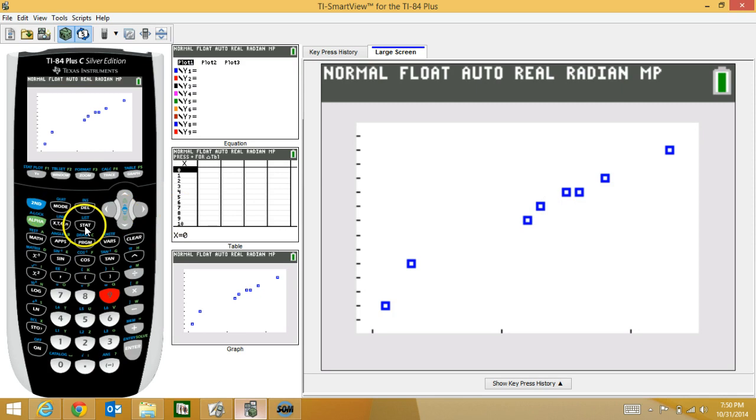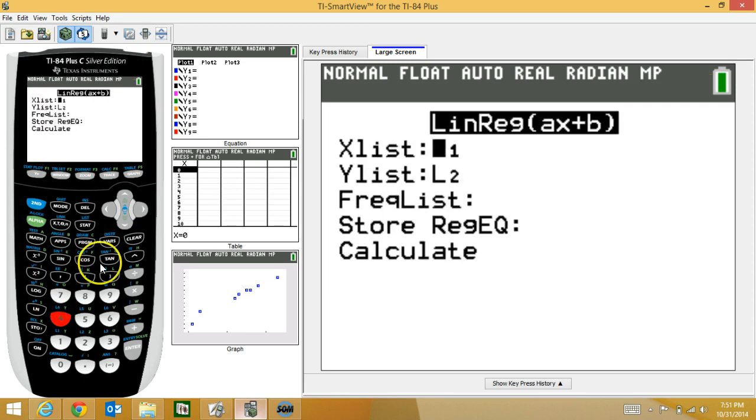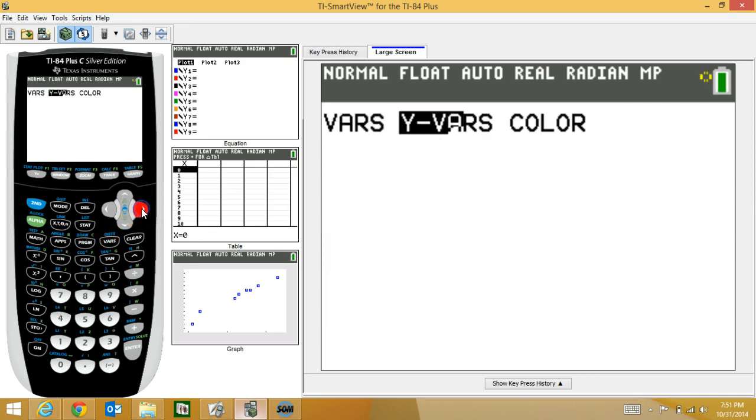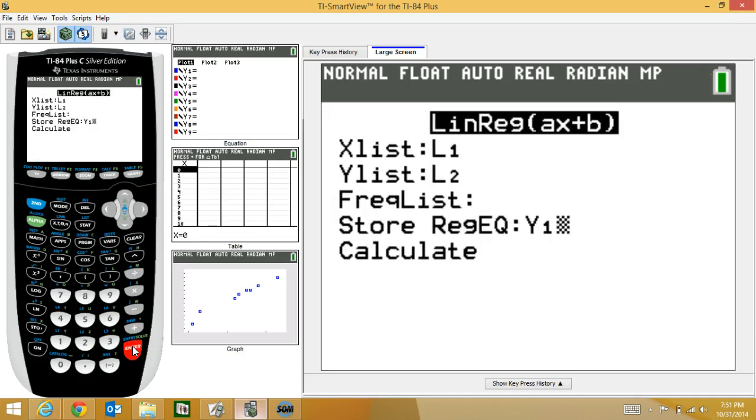So next we're going to run that linear regression again. We run linear regression by hitting Stat, right arrow to Calc, and then number 4. So we have list 1, list 2, and again we're going to store the regression equation in y sub 1. So we go to Vars, right arrow to Y-Vars, hit Enter on Function, and hit Enter on y sub 1. We're telling the calculator to put that equation into y sub 1, and to actually calculate it this time.